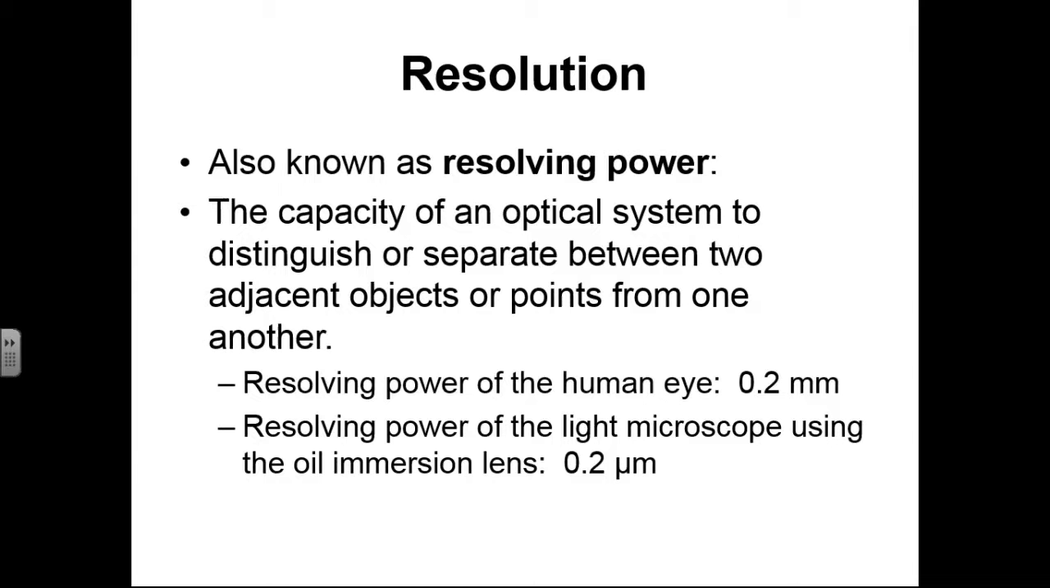Typically, most light microscopes that are using oil immersion lens can get down to as low as 0.2 microns, as opposed to the 0.2 millimeters. So most light microscopes have about 1,000 times the resolution or resolving power of the naked human eye.